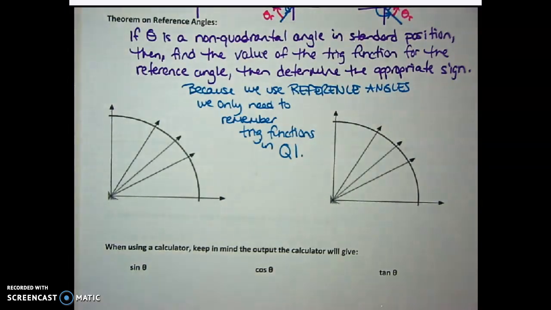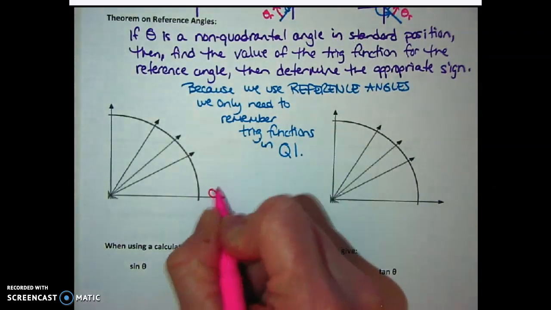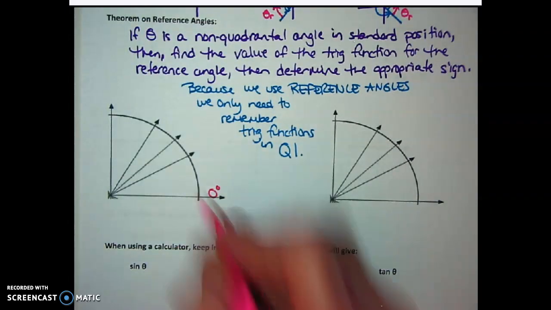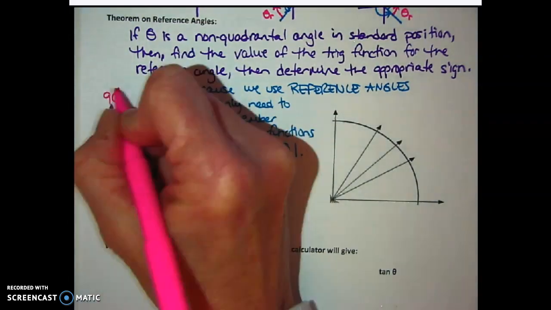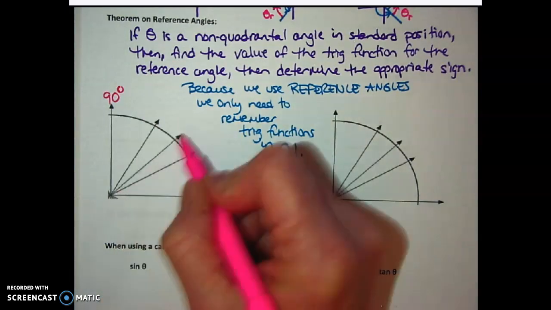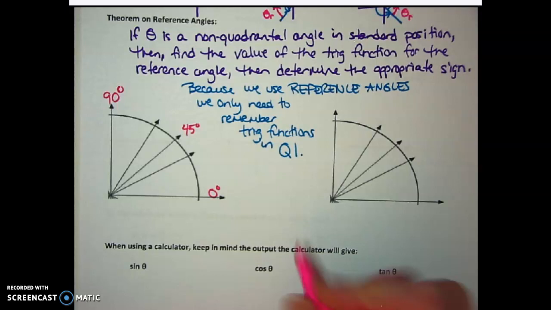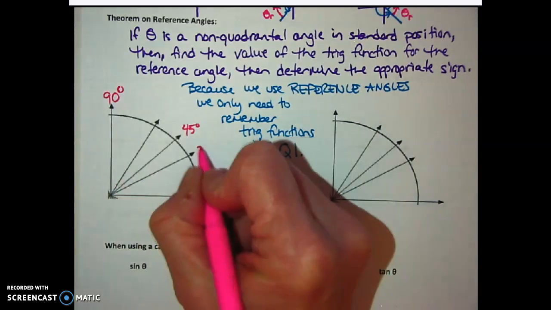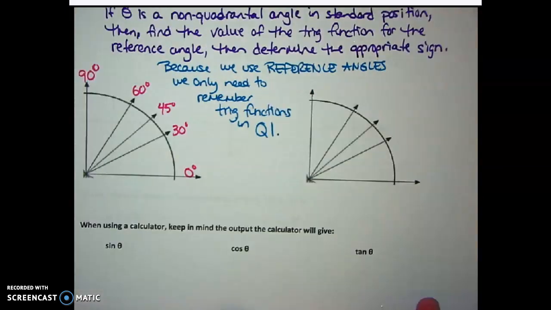Now you're very familiar, usually, most of you, with angles, degree measures. This is going to be 0 degrees. This is 90 degrees. You're very familiar with that. Halfway between those, obviously, should be 45 degrees. And if we cut that 90 degrees in thirds, then this is going to be 30 degrees, and this is going to be 60 degrees.